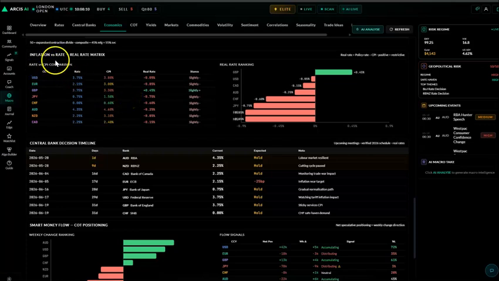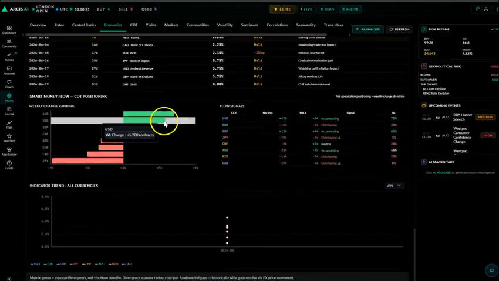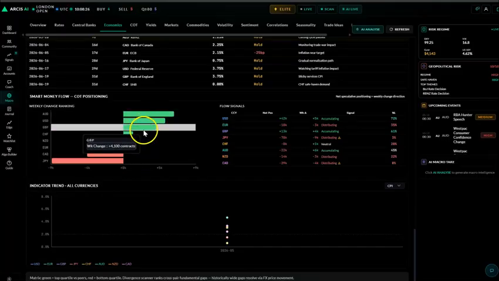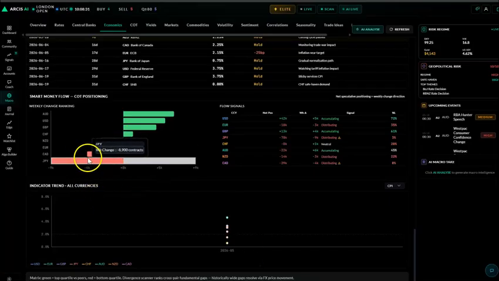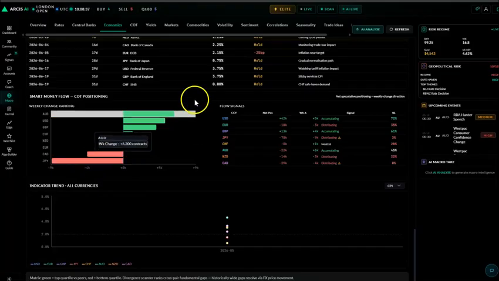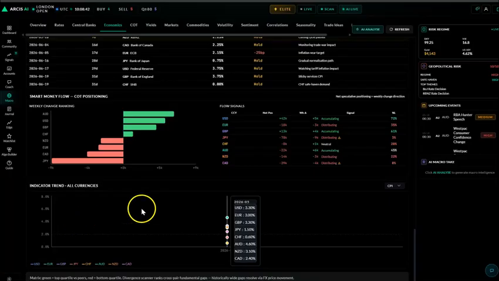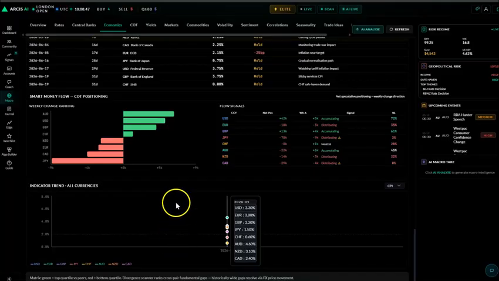So here you have the inflation, first rate, real rate matrix, smart money flow. So it's telling you where the money is being positioned at the minute. The Australian dollar is being bought, US dollar is being bought, and British pound. Then we have the Swiss franc down here, and then we can see that the JPY is very, very weak. And if you look at the markets, you can see that. So flow signals here, and then this is just indicator trend, so that will be getting updated here.